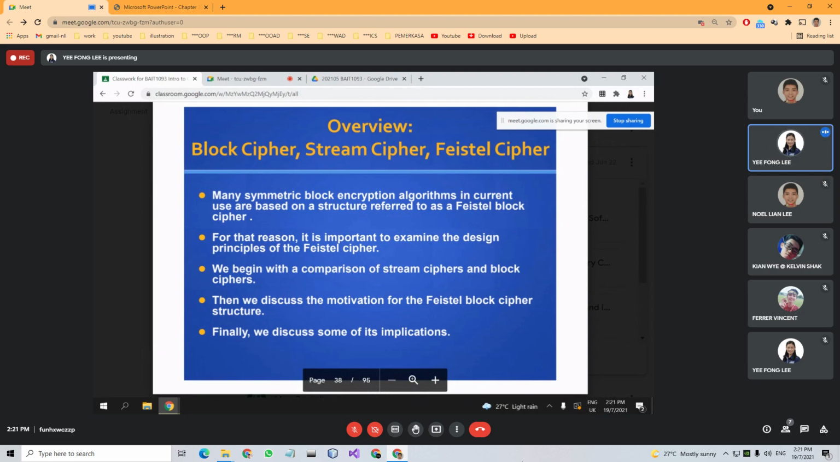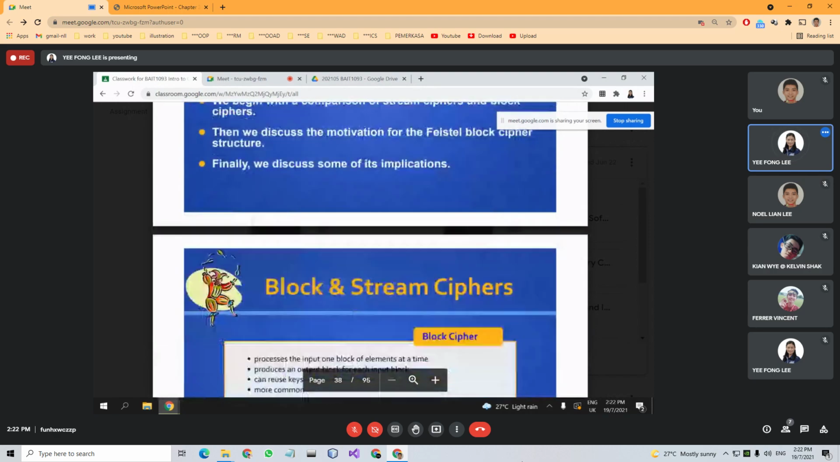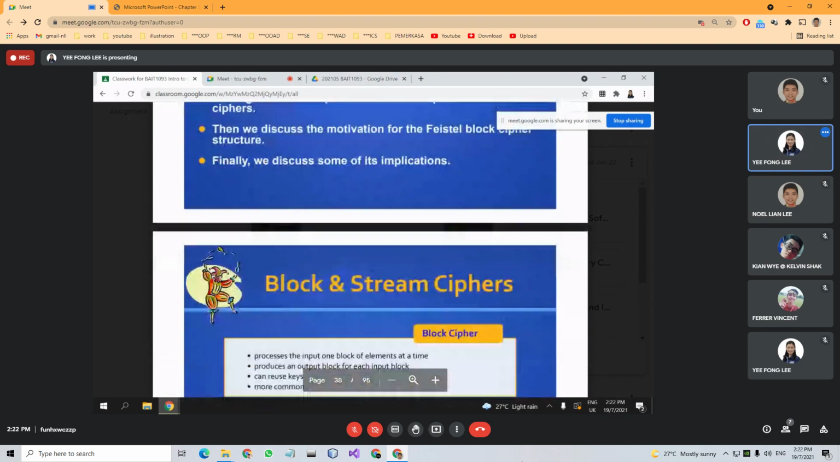So for that reason it is important to examine the design. Later I will show you the principles of the Feistel cipher. We have to understand how it works, the principle, so I will show you the algorithm there. We begin with a comparison of a stream cipher and a block cipher. After that, we will discuss the motivation for the Feistel block cipher. Finally, we discuss some implications. That will be the following.